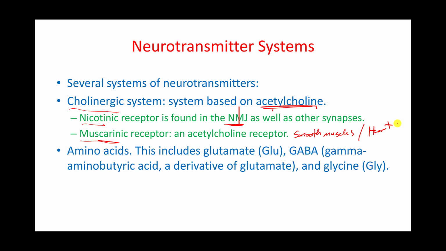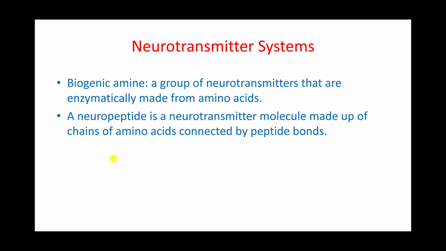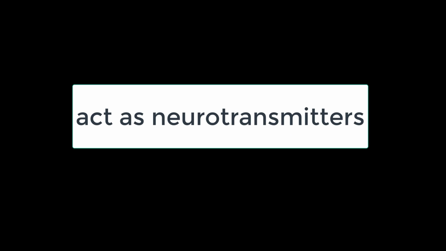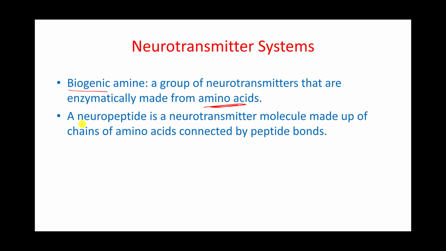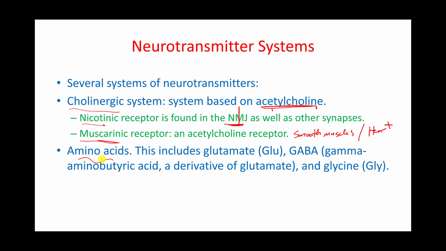Then we have other classes like amino acids. Some scientists consider them also a class of neurotransmitters. We have something called biogenic amines. These are groups of several amino acids, a small number of amino acids. There is an additional class called neuropeptides. These are several amino acids connected by peptide bonds. So all of them are variations of the amino acid class.